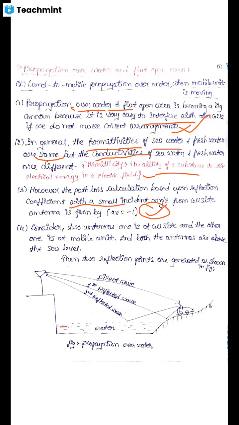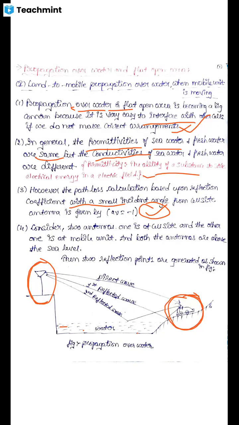Now considering these two antennas, one is the cell site antenna and the other is the mobile unit antenna, and both the antennas are above the sea level. See, the cell site antenna is above the sea level and the mobile antenna is also above the sea level. Now we will do the further calculations.